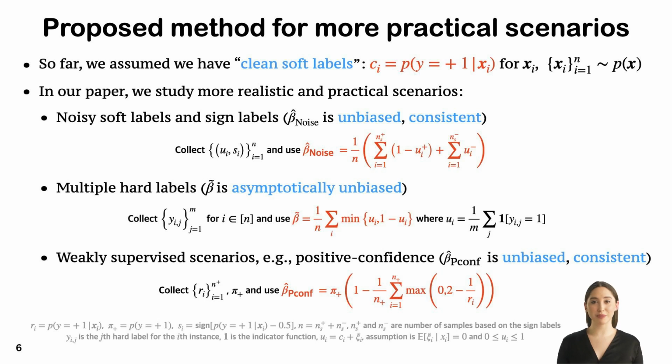So far, we assumed we could collect the clean soft labels Ci. However, this may be a strong assumption in practice. In our paper, we relax this and study more realistic and practical scenarios, such as noisy soft labels, multiple hard labels, and positive confidence. For noisy soft labels and sign labels, we propose beta hat noise, which is unbiased and consistent. For multiple hard labels, we propose beta tilde, which is asymptotically unbiased. For positive confidence data, we propose beta hat pconf, which is unbiased and consistent.